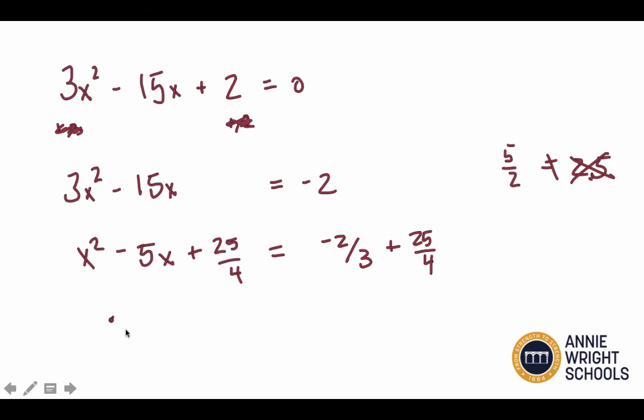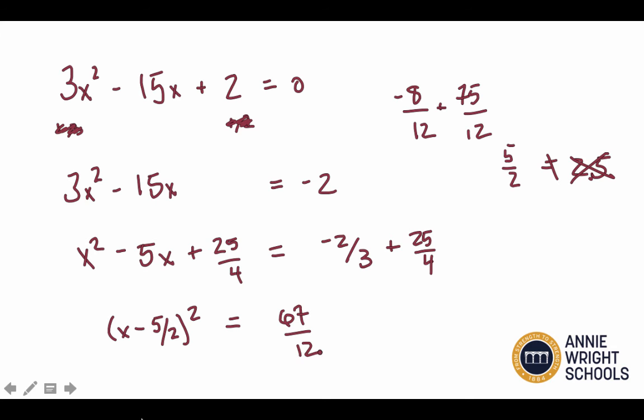When I do that, I now have x minus 5 halves quantity squared equals negative 2/3 plus 25 fourths. So I multiply that by 4 over 4. I get negative 8 over 12. I multiply this by 3 over 3. I get 75 over 12. 75 minus 8. That's going to equal, you probably beat me to it, 67 over 12. Good, I'm now going to take the square root of both sides.